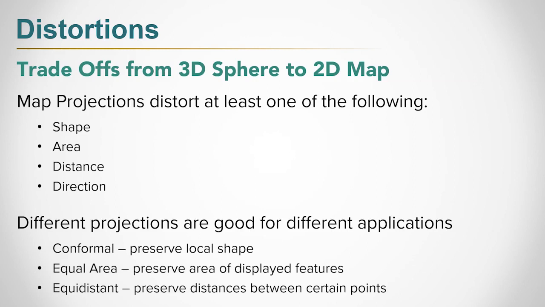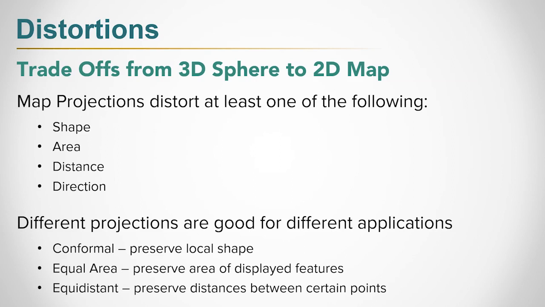In practice, a projection must distort at least one attribute: shape, area, distance, or direction. Different projections also optimize these attributes for different locations on the Earth, and others do it for the entire Earth. The result is a large number of projections optimizing for different attributes in different locations.